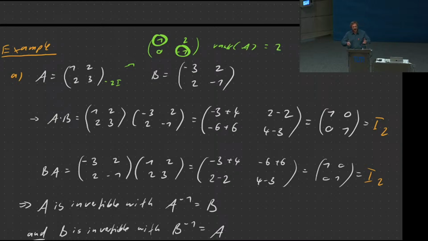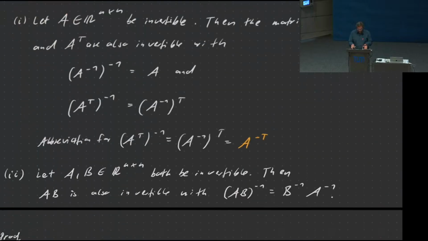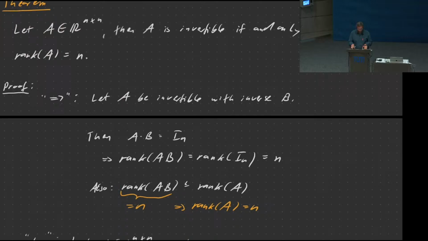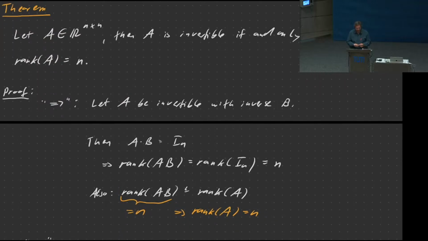So this matrix has maximum rank, right? Can't be larger than 2 because we have a 2 by 2 matrix. And that means at this point we know there is an inverse. The matrix can be inverted. Right? So you can invert matrices if and only if they have full rank. And that means the rank is equal to the number of rows and columns.